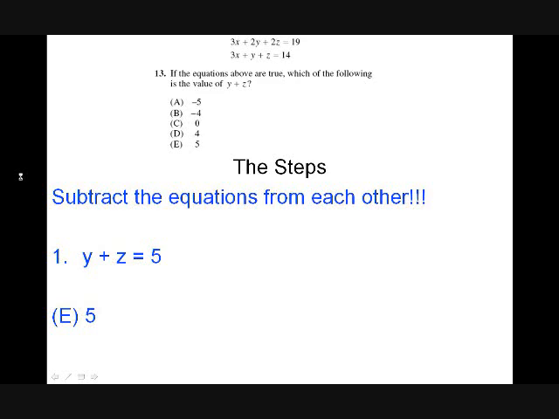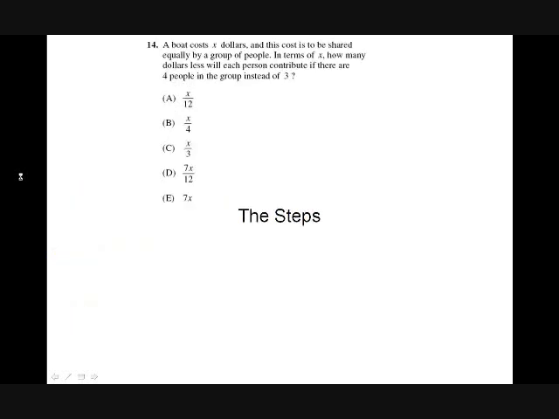Moving on to number 14. A boat costs X dollars, and this cost is to be shared equally by a group of people. In terms of X, how many dollars less will each person contribute if there are 4 people in the group instead of 3? So let's take a look at this question and think about it.